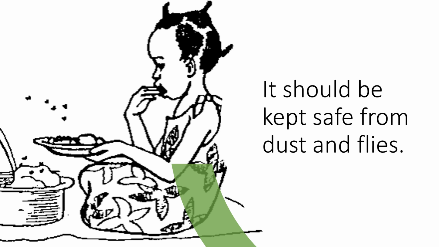Now let us read the line, children. It should be kept safe from dust and flies. What should be kept safe from dust and flies? Food. Very important for your body. It should be kept safe from dust and flies. Let us learn a few spellings here. K-E-P-T, kept. S-A-F-E, safe. F-R-O-M, from. D-U-S-T, dust. F-L-I-E-S, flies. It should be kept safe from dust and flies.